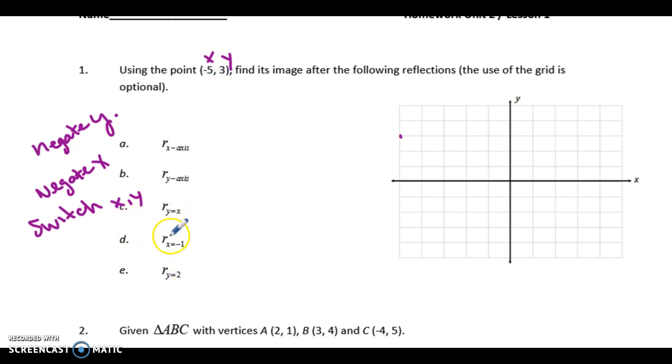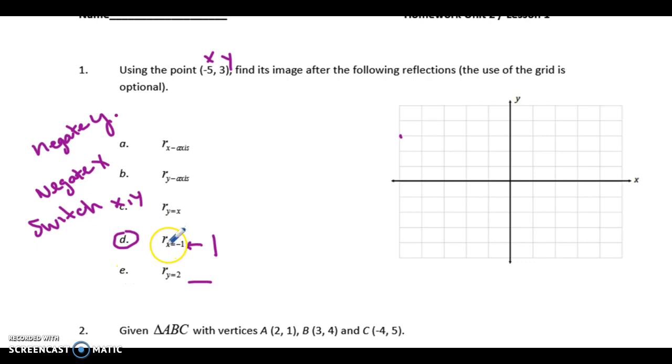For the next two, D and E, it's a little bit harder because there's no given rule for those two, so you'll just have to graph them. You need to know that the line x equals -1 will go through the x-axis at -1, and it will be a completely vertical line. Y equals 2 goes through the y-axis at 2, and it will be a horizontal line. So I'm going to help you with D, and then you're going to do E on your own.